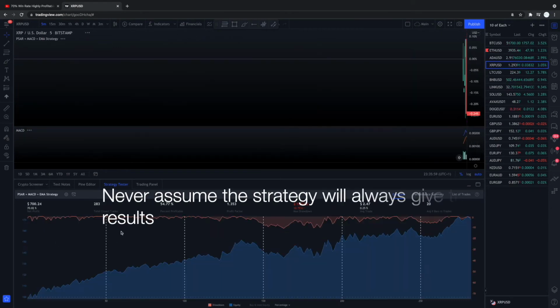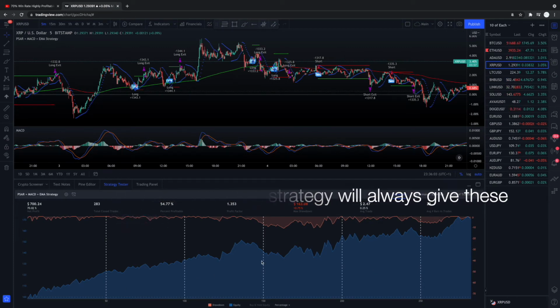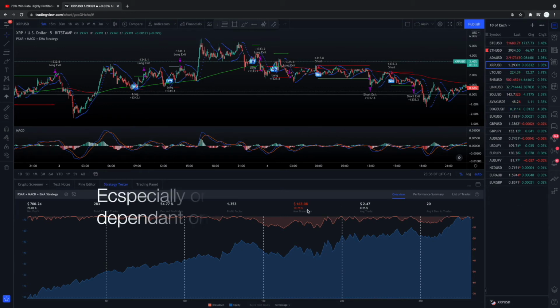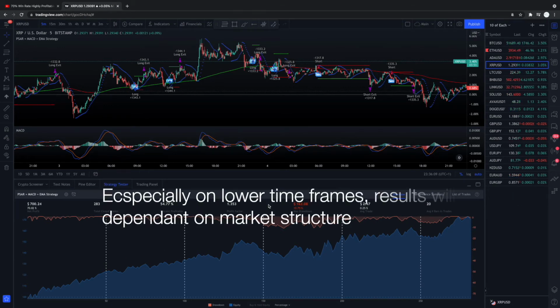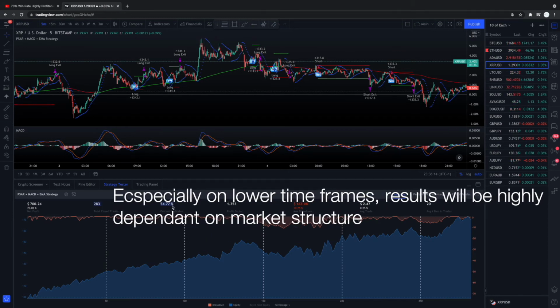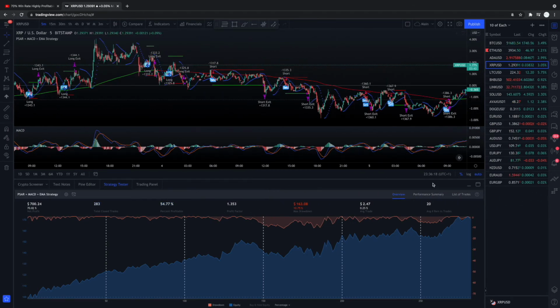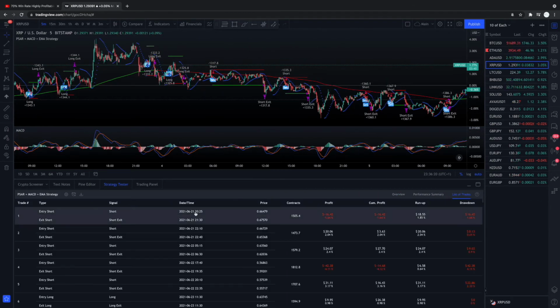I think XRP was, yeah, this is pretty decent. That's what you want to see: a consistently profitable gain. 10% drawdown for 70% gain. I want that drawdown less still, but for a 1.1 to 1 reward to risk ratio, 54% win rate, that's profitable. And I'll show you how long it's been tested over.